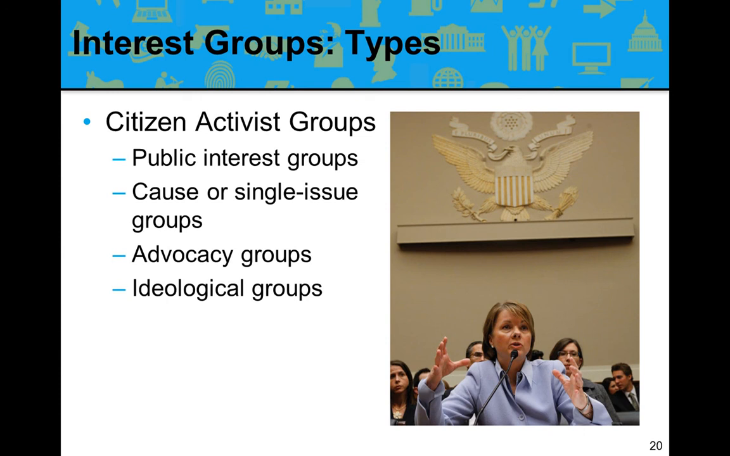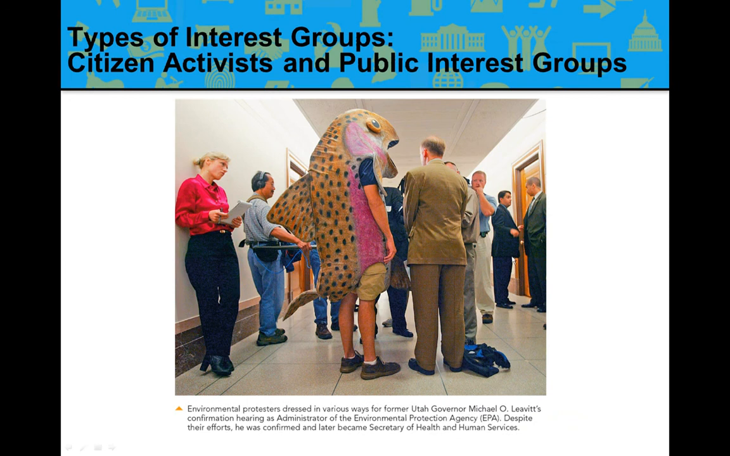A cause or single interest group is driven by one particular issue, like the abortion issue. An advocacy group is a group that is going to act on behalf of someone else, like the NAACP. And the ideological group, again, is like the conservative group or the Democratic group that I talked about earlier. So let me give you some examples of these different types of citizen, activist, and public interest groups.